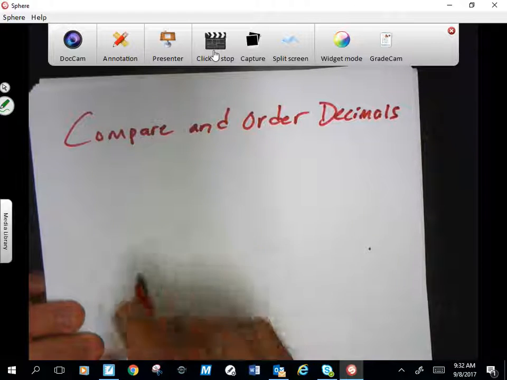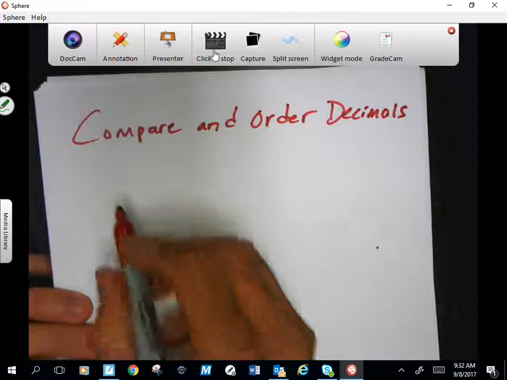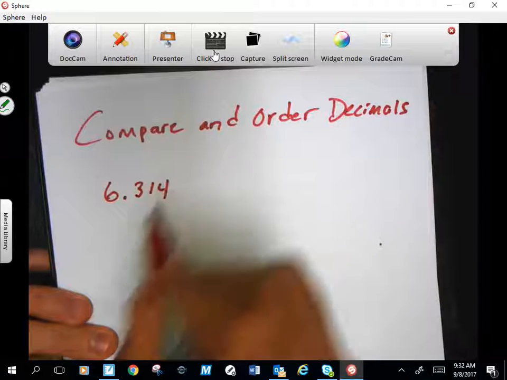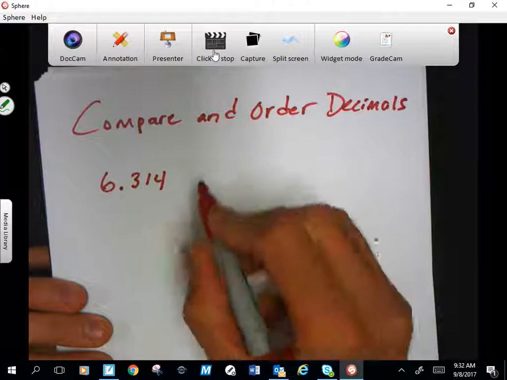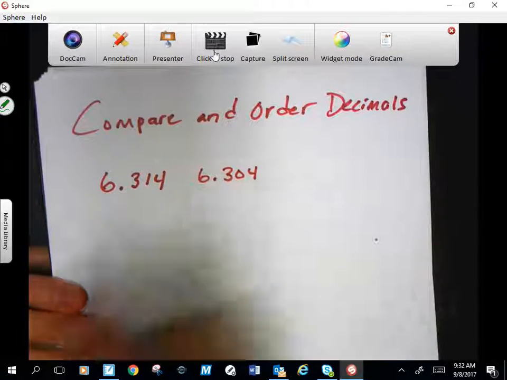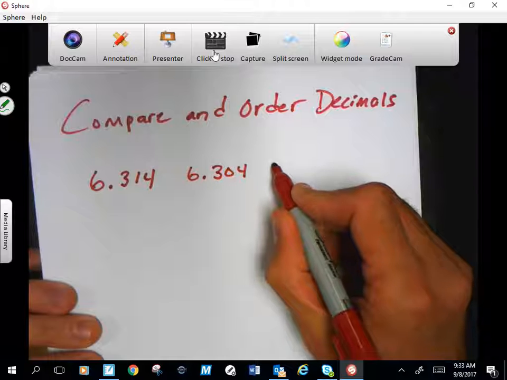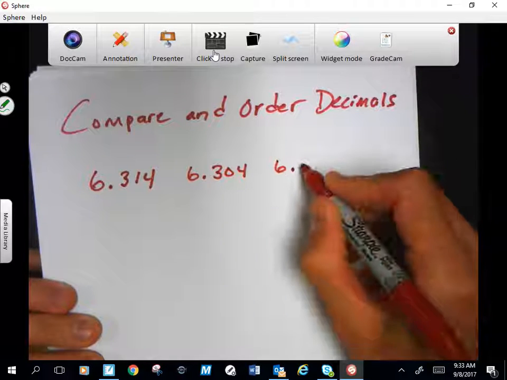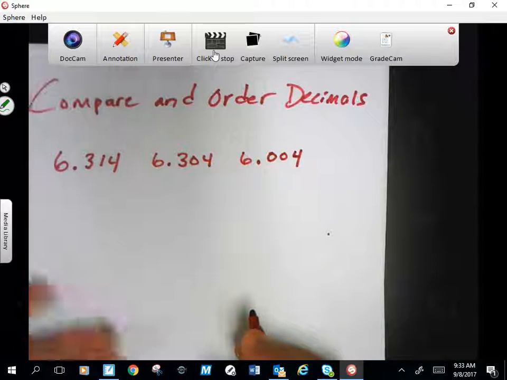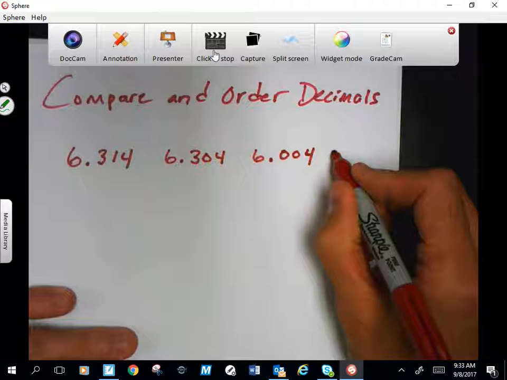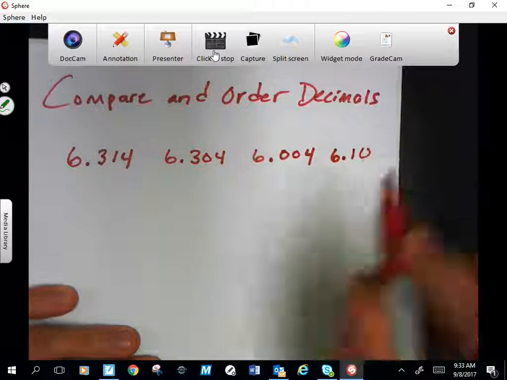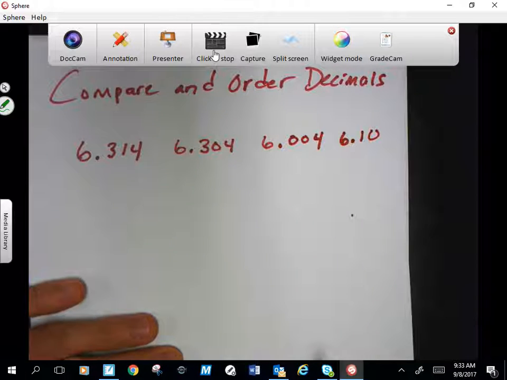Alright, so I'm going to write down several numbers. 6 and 314 thousandths. 6 and 304 thousandths. 6 and 4 thousandths. And I'll write one more. 6 and 10 hundredths.